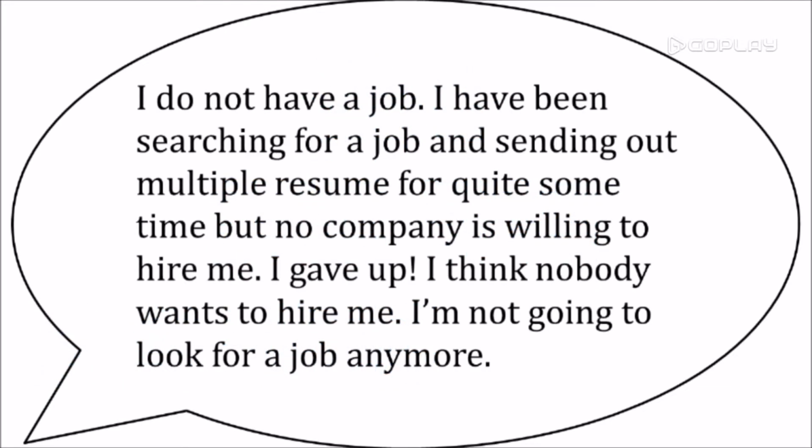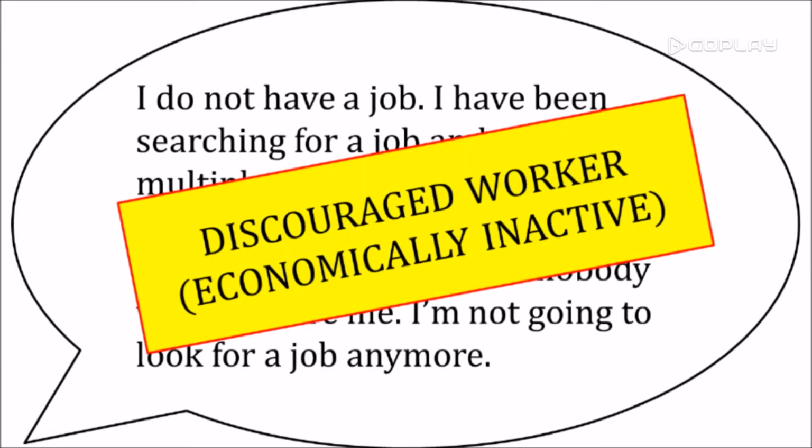What about this person here? Take a look at what he is saying. With this, where do you think he belongs? This person is called a discouraged worker. He is available for work, but he's not actively looking for work. So what happened is, he has been trying to find a job, but he couldn't find one and decided to give up. He is known as a discouraged worker and is considered economically inactive because, remember, he is not actively searching for a job.